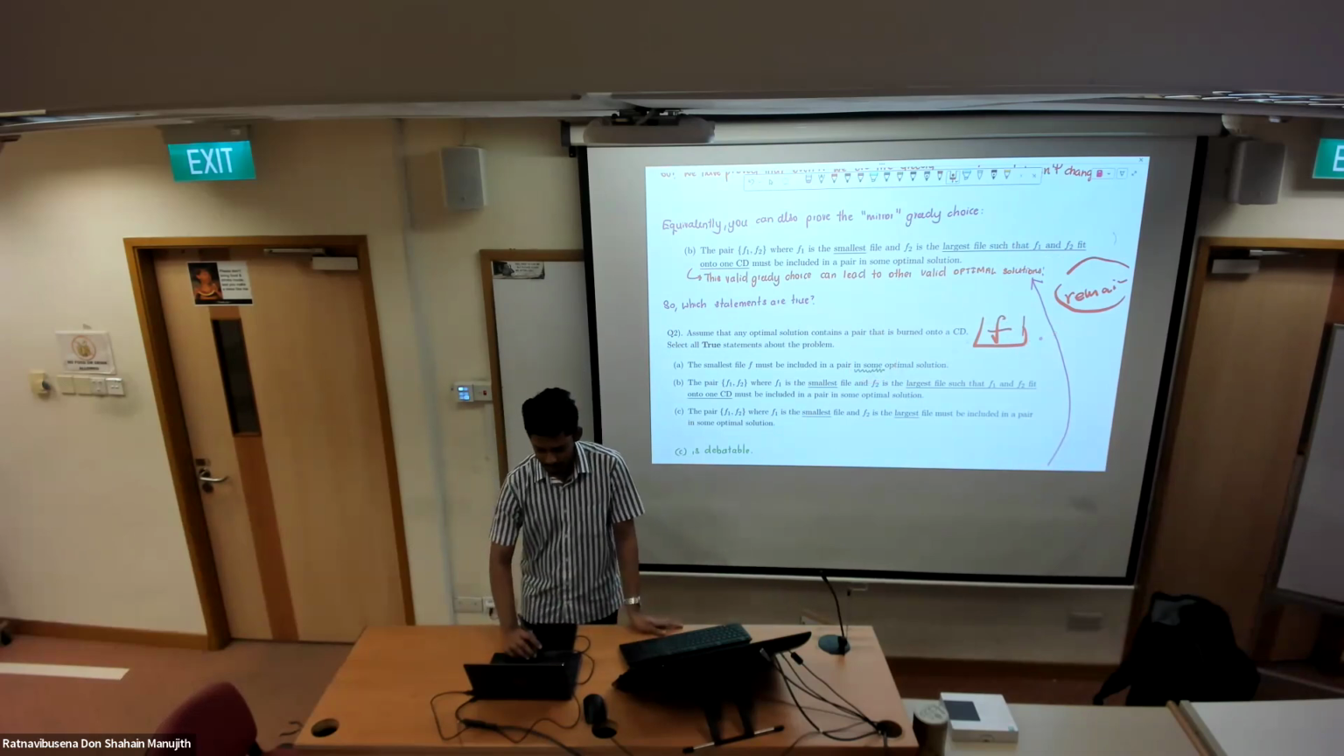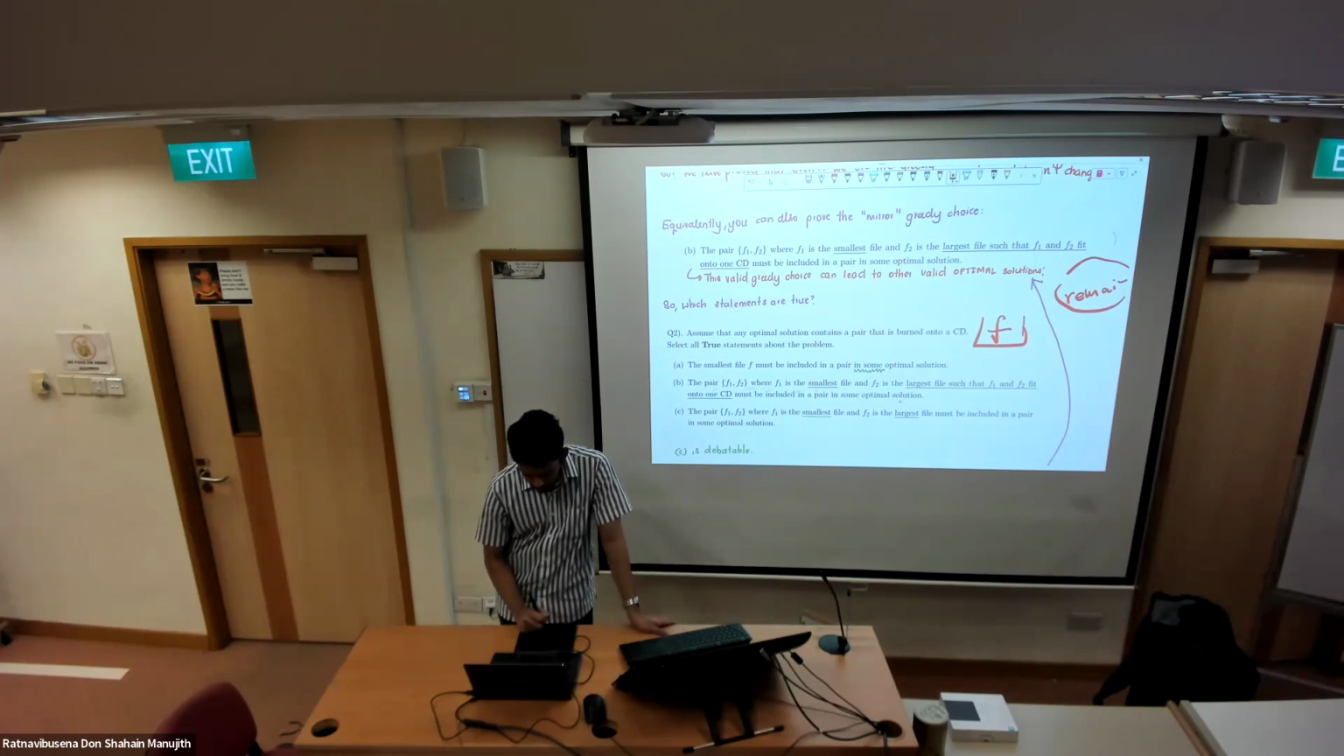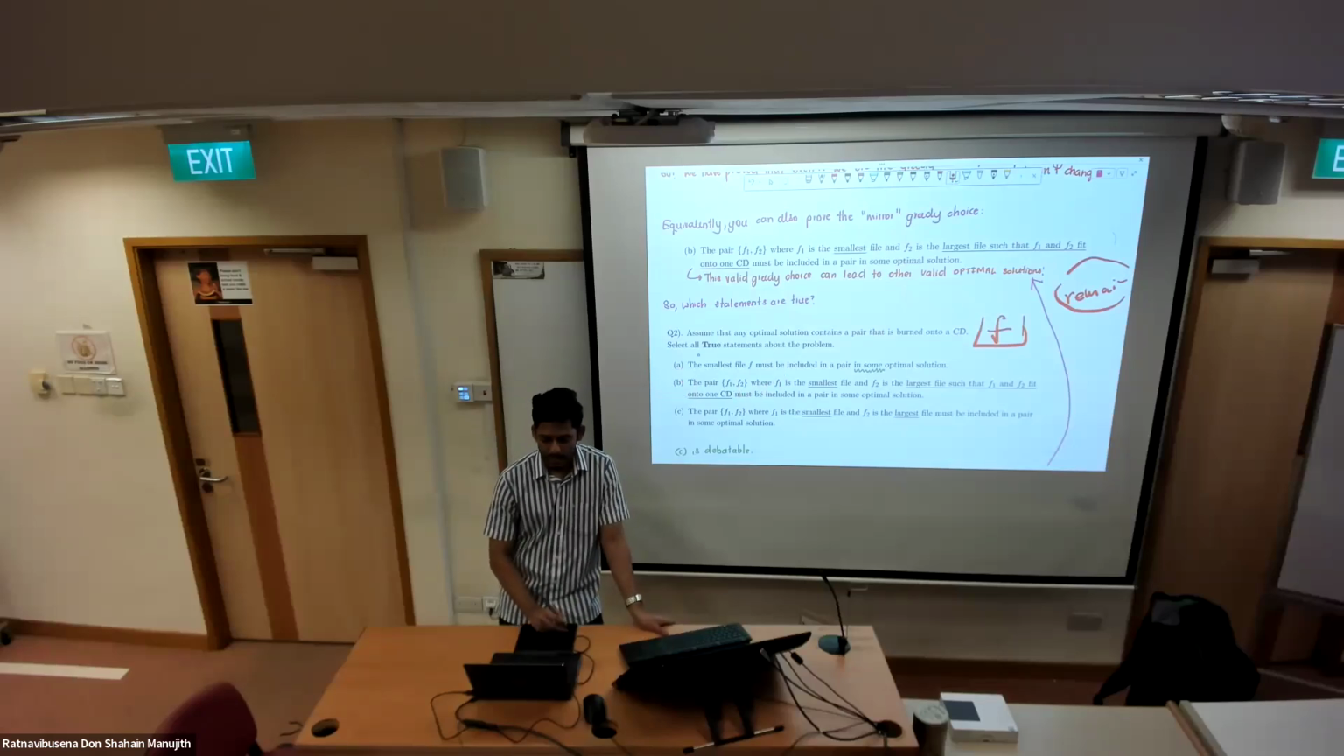Right, so next one. The pair F1, F2, where F1 is the smallest file and F2 is the largest file such that F1 and F2 fit onto one CD, must be included in some optimal solution. True, right? That's a greedy step. So we choose the smallest one and the largest one that fits with the smallest one, you put on one CD. That's obviously the greedy step.